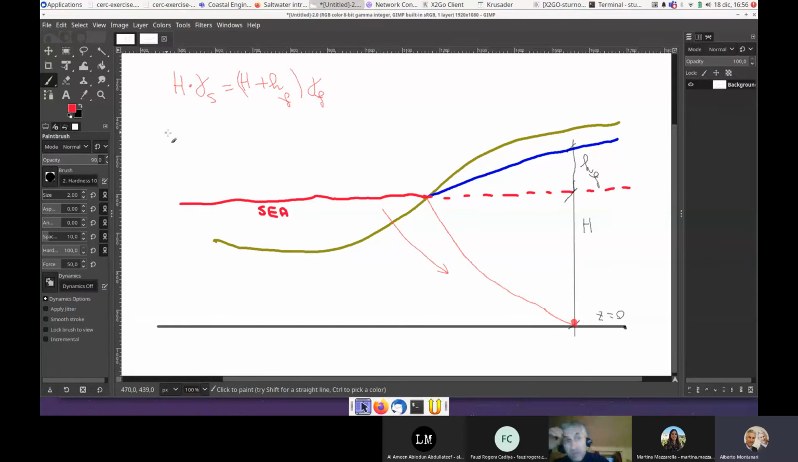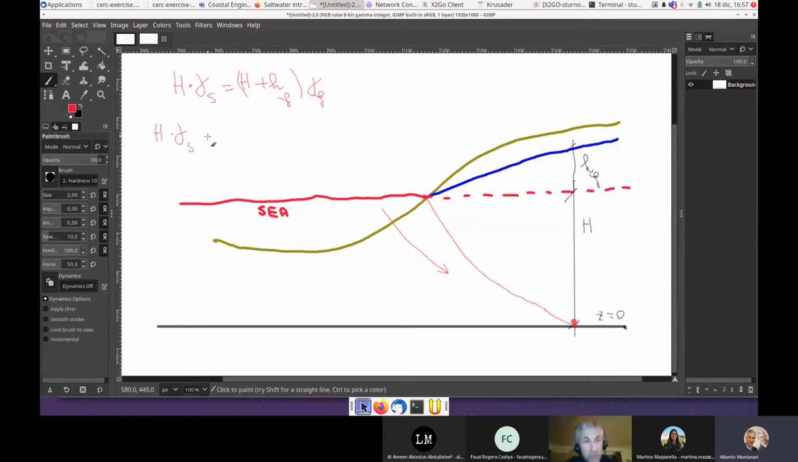What is my unknown here? I am interested in the value of capital H, because it tells me how deep the salt water is with respect to the altitude of the sea level. So if I make a well here, I need to know this depth, capital H, because I don't want the bottom of the well to go into salt water. So let me find an explicit representation for it.